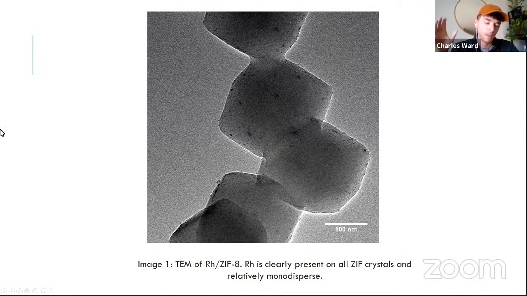Okay, so this is what my material should look like in most cases, right? This is the product of that scheme I just showed. You have your MOF crystal. On the surface, these darker spots of this TEM are the rhodium nanoparticles I use. So you can see they're all approximately the same size, spread out. That's what it should look like.